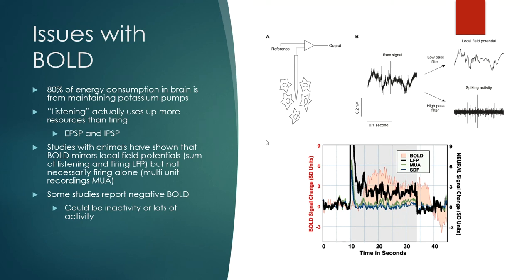So BOLD is actually picking up on both the firing activity and just the transient listening from the dendrites. Like I mentioned the other day, dendrites can connect to about 10,000 different neurons, right? And so just because one neuron fires doesn't mean the other one's going to fire. It's kind of a summation of all of the 10,000. And that's kind of where the listening comes in.